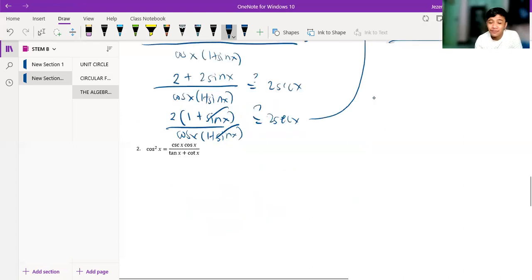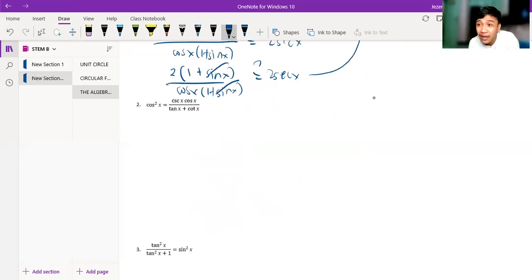And then number 2. Doon yung kahit naman natin ang galawin natin. So cosine squared x equal to cosecant x, cosine x over tangent x plus cotangent x. Okay?